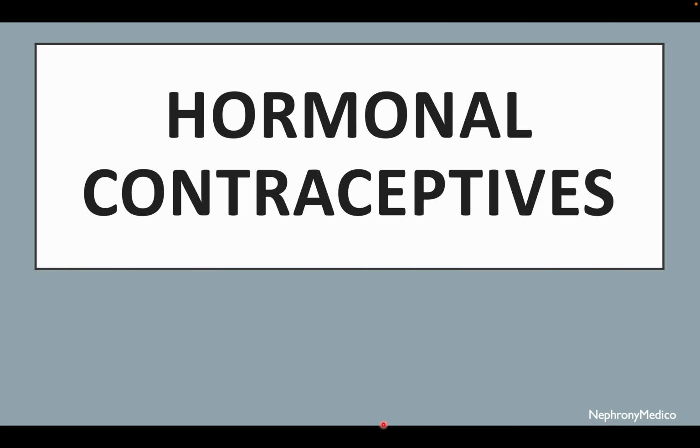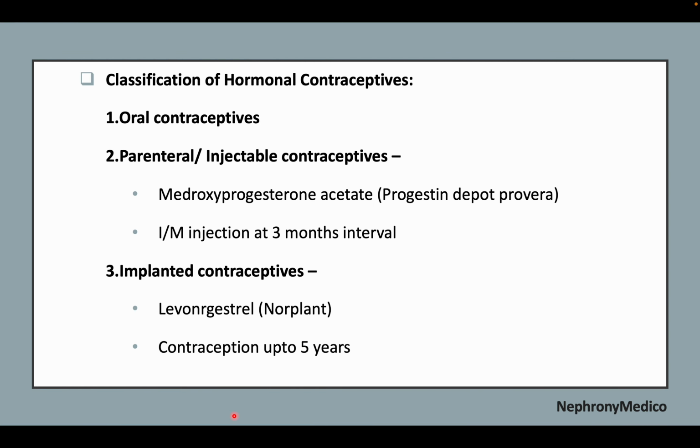Hello and welcome. Let's talk about hormonal contraceptives. Now, classification of hormonal contraceptives. It may be oral contraceptives or parenteral, injectable, or implanted contraceptives. The parenteral or injectable contraceptive includes medroxyprogesterone acetate, which is an intramuscular injection at 3 month intervals. Implanted contraceptives include levonorgestrel, known as Norplant, which provides contraception for up to 5 years.